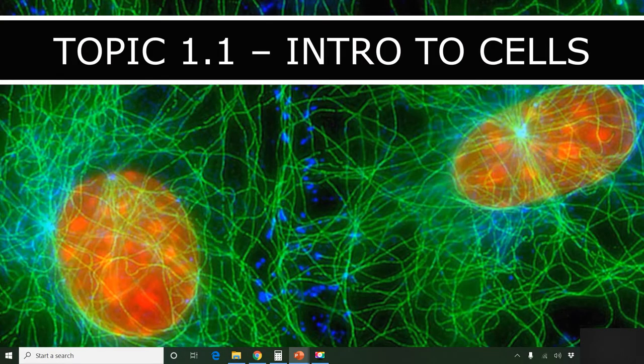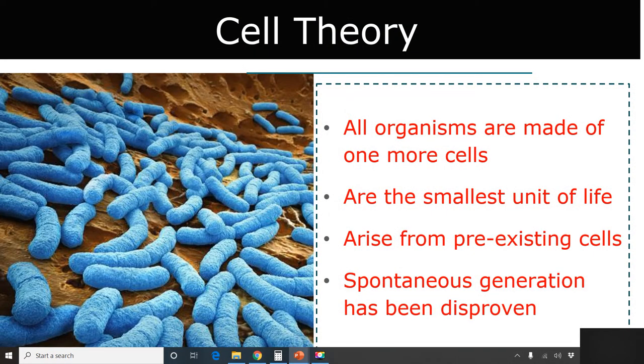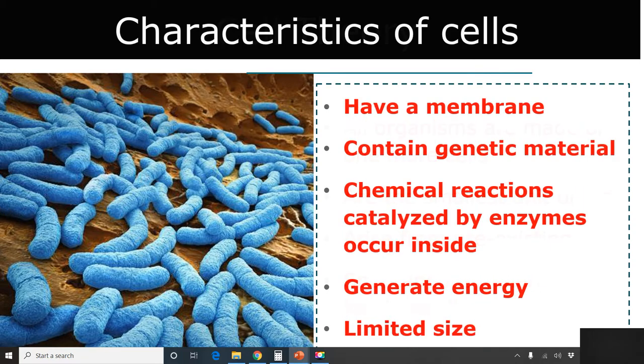Okay, so today we're going to be starting Unit 1.1, which is the Introduction to Cells. So the first thing that we're going to talk about is the cell theory. What that basically says is that all organisms, anything that's considered living, is made of at least one or more cells, and that the cell is the smallest unit of life, that nothing else smaller can survive, and that every cell arises from a pre-existing cell. We know that spontaneous generation has been disproven, so life doesn't usually come out of nowhere.